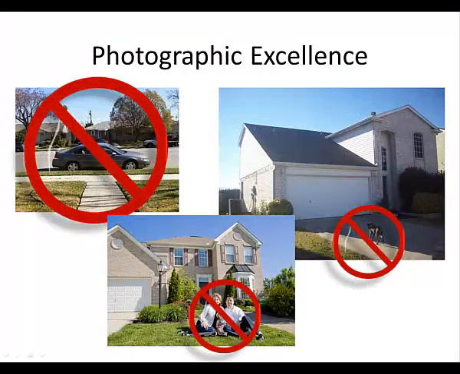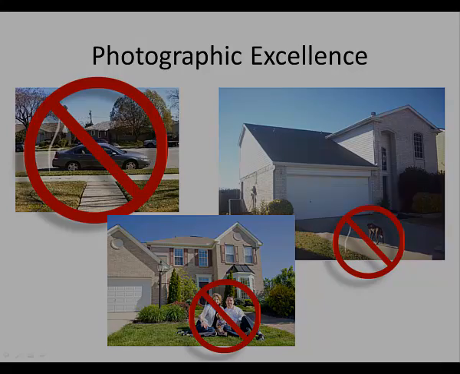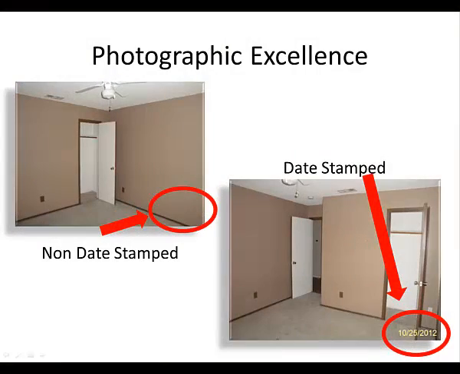No humans or pets are allowed in any of the photos except for yourself and an unintended reflection. Also, no obstructions, no vehicles in front of the properties that we're photographing. I want to explain what a date stamp photo is, just in case you're wondering. On the left there, that is a non-date stamp photo. On the right is a date stamp photo. It simply means that there's a date stamped on the photo.